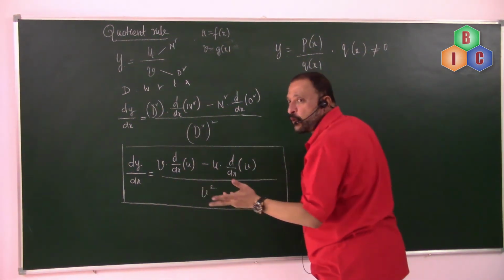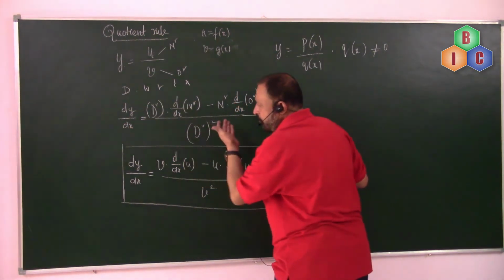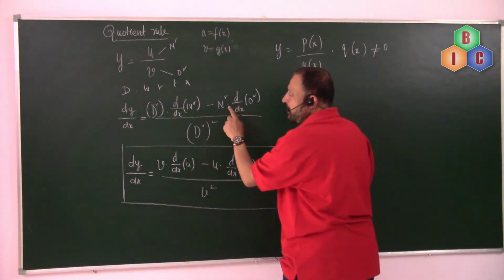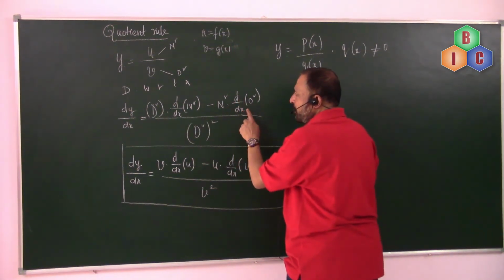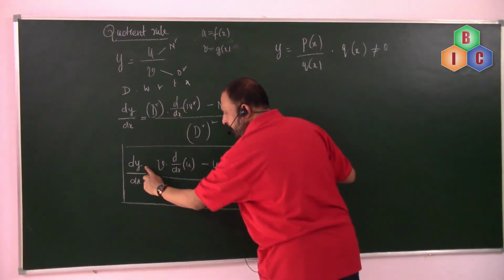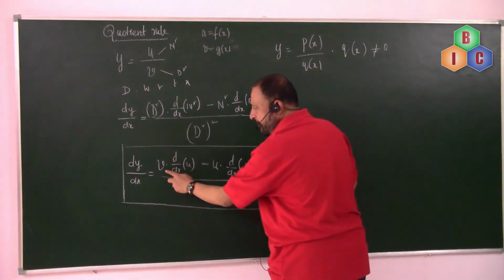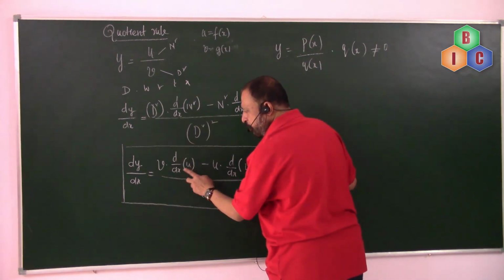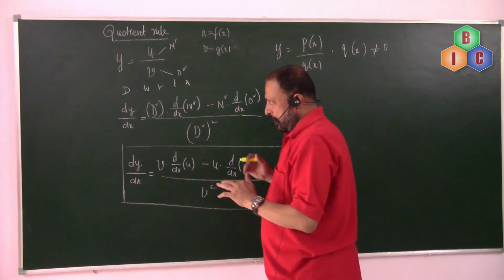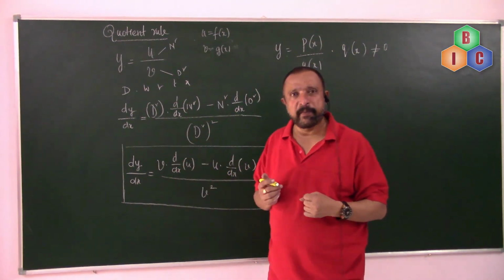Now the quotient rule in the form of a statement: dy by dx is equal to denominator square, denominator into differential coefficient of the numerator minus numerator into differential coefficient of the denominator. Or in terms of u and v, dy by dx is, in the denominator we have v square, and in the numerator v into du by dx minus u into dv by dx. This is the quotient rule. In the next video, let's see how to use the quotient rule for some specific functions.